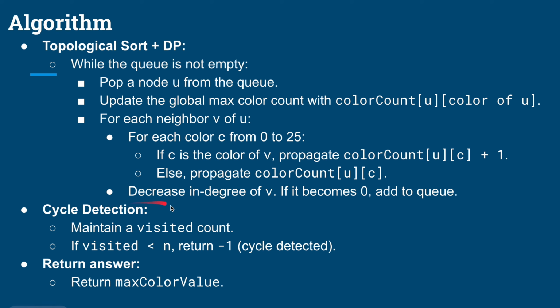Otherwise, for cycle detection, we'll maintain a visited count. If the visited count is less than n, it means there is a cycle, so return -1. Otherwise, return the answer, right?